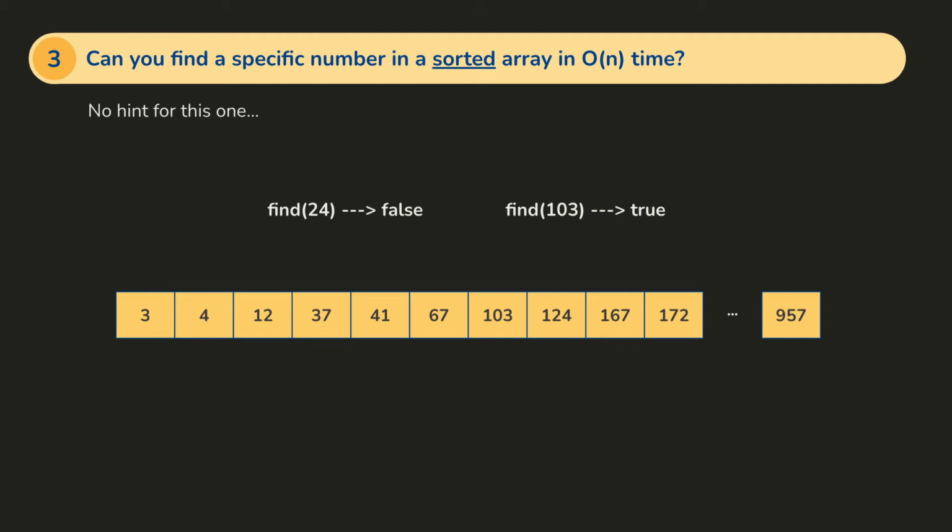The next problem asks you to determine if a given number is present in a sorted array. For example, 24 is not found in this array, so we return false, but 103 is, so we return true. Can you think of a big O n approach to solve this problem? There will be no hint this time, we'll jump straight to the answer, but pause the video and have a think.